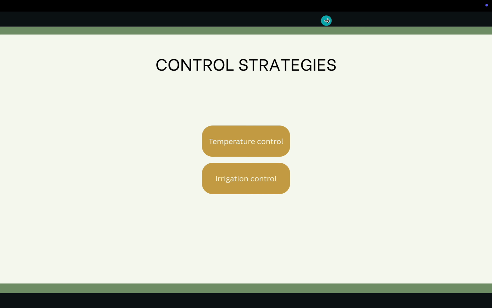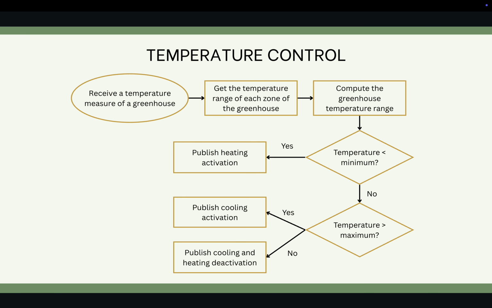We use two different control strategies, one for temperature and one for irrigation. For the temperature control, we activate the cooling and heating actuator depending on the received temperature measure and the greenhouse's temperature range. To compute the greenhouse temperature range, we take the range of each zone of the greenhouse and we take the minimum of the upper bounds and the maximum of the lower bounds.